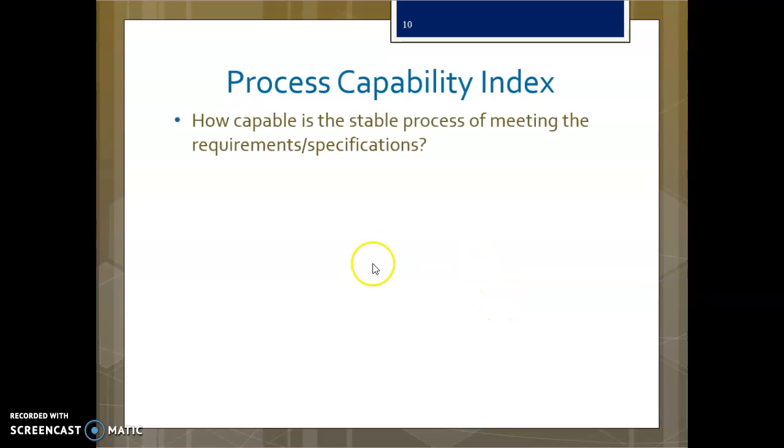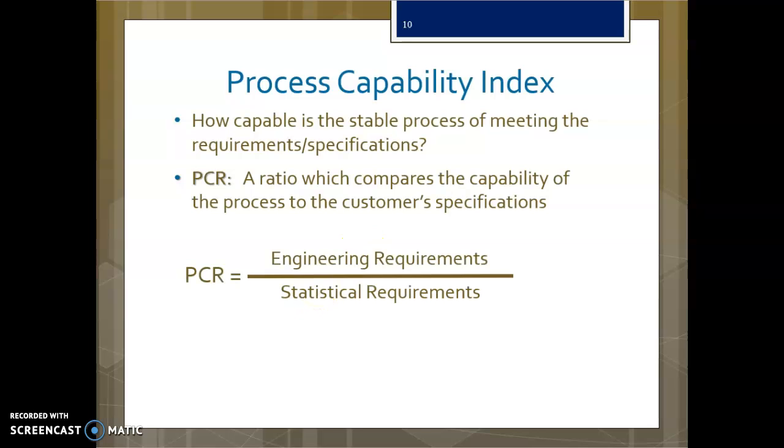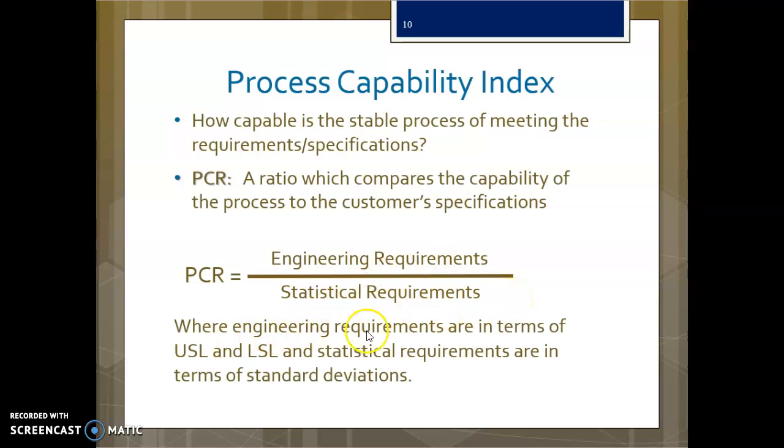Okay, so process capability index. So remember, a process consists of people, materials, and machines. So when we look at the index, this is what we want to look at. How capable is the stable process of meeting the requirements or the specifications? So the PCR is a ratio which compares the capability of the process to the customer specs. So the top number is the engineering requirements, and underneath that is the statistical requirements. This is where engineering requirements are in terms of the upper limit and the lower limit, okay? And the statistical requirements are in standard deviations, okay?